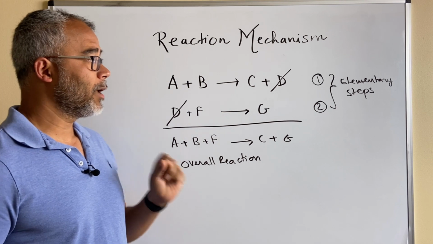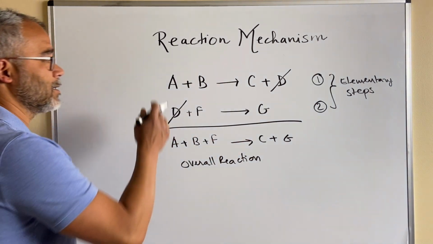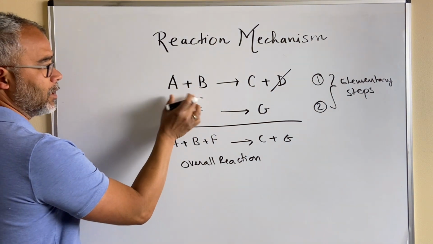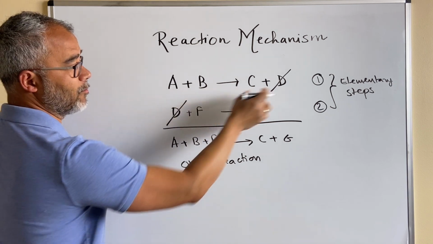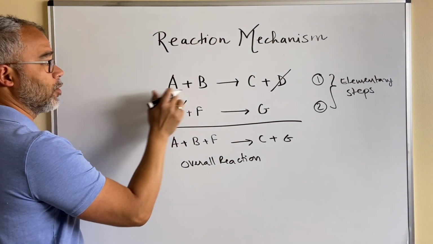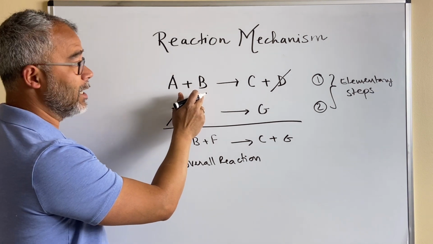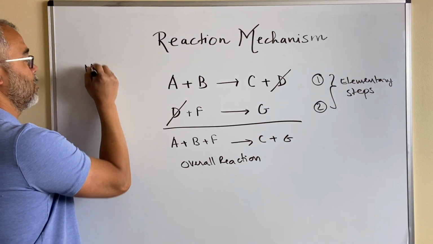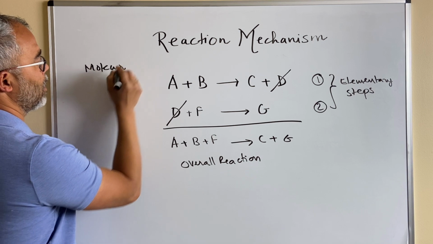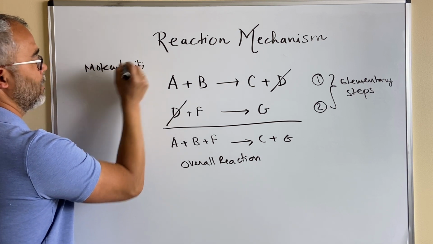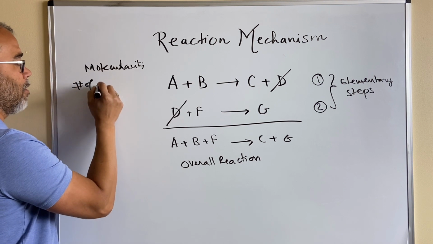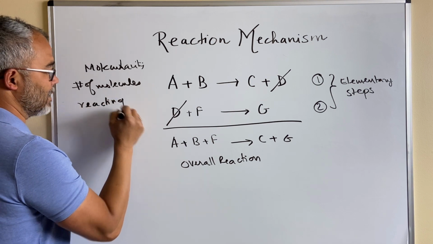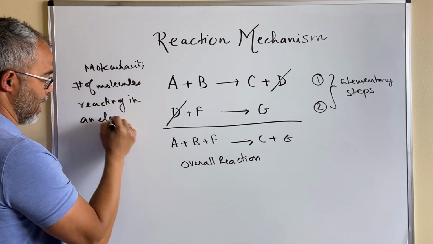The other thing that I want to mention is each of these elementary steps has a certain number of reacting species. Take a look at step 1, for example. There are two molecules that react to form C and D. So the number of molecules that react in each step is called the molecularity of the step. So we can define molecularity as the number of molecules reacting in an elementary step.